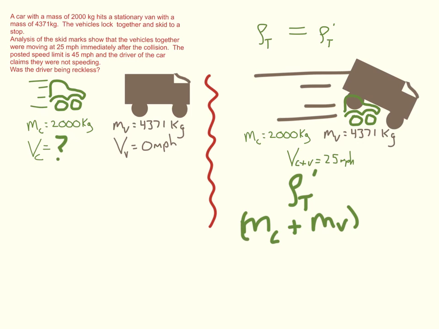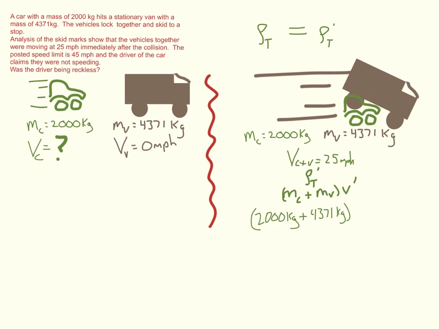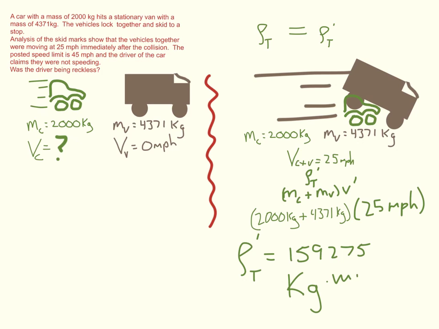But since the two cars are now together, they have a single velocity. I'm going to rewrite that just a little bit smaller and put in the mass of the car and the mass of the van. And then all we have to do now is multiply that by the velocity of the two of them together, which is 25 miles per hour. Now if you put that in your calculator, you can easily find out that the total momentum of the system after the collision is 159,275. And the units for that would be kilograms times miles per hour.